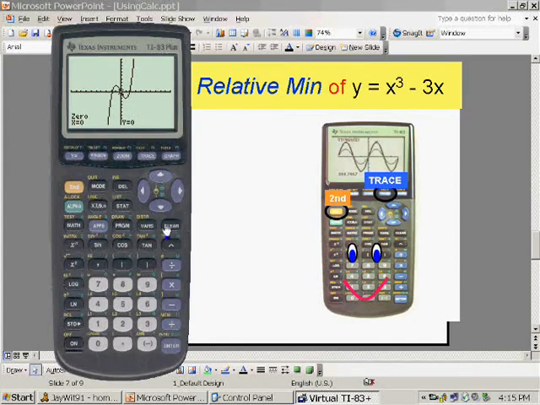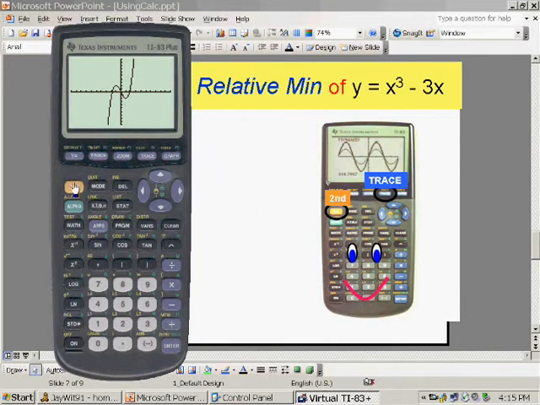Okay, I'm going to clear out and get back to the main screen. And this time I'm going to find a relative minimum. What's a relative minimum of the same function? I already have the function in, so I don't have to go y equals or anything. So I'm going to hit graph, and you can see the function. Now the relative minimum is going to be right here. And I want to find out exactly what that value is. Watch how I do it.